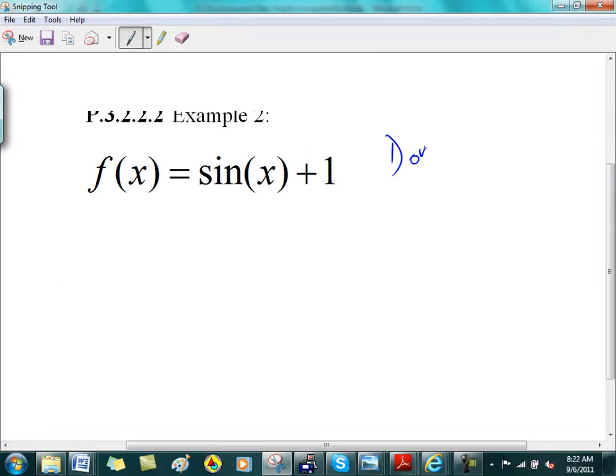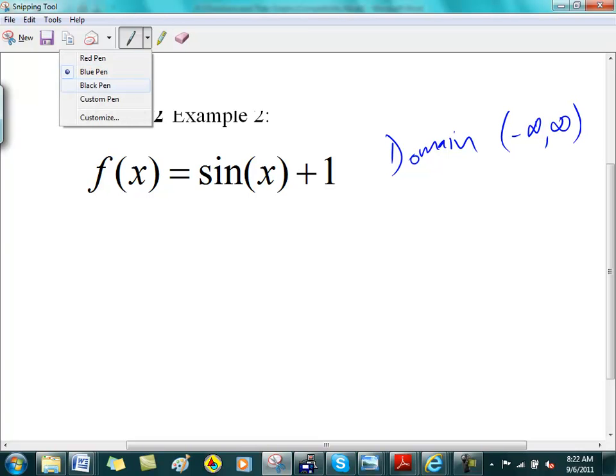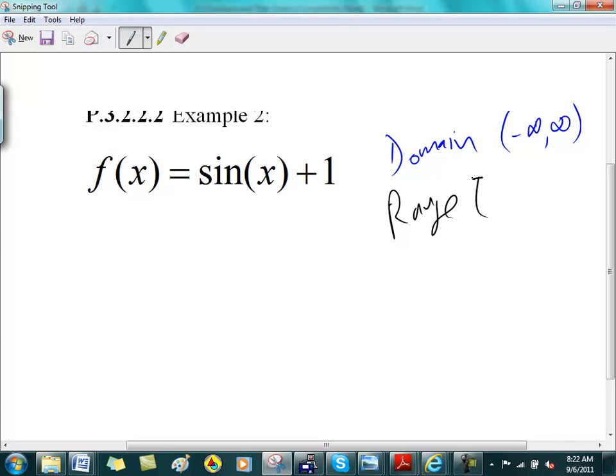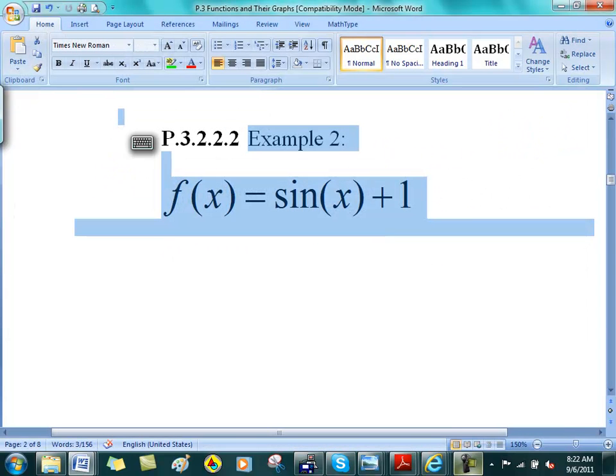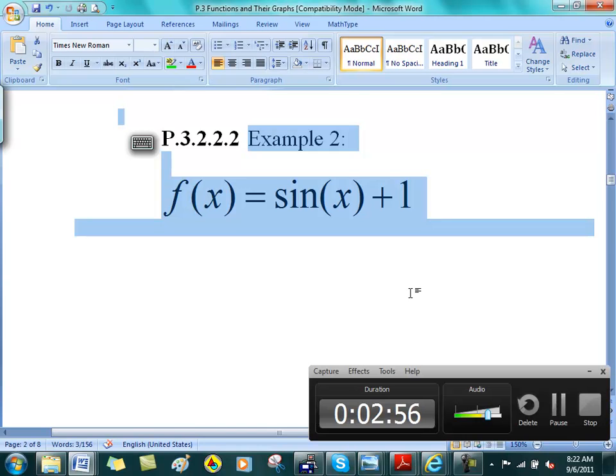So domain, Hao Fang, your answer for domain? Negative infinity to infinity. And then Hao Fang, range? Zero. Brackets or parentheses? Brackets. Is everybody okay on this? Chris, you all right? Michelle? Okay, so that's your range. Okay, next example.